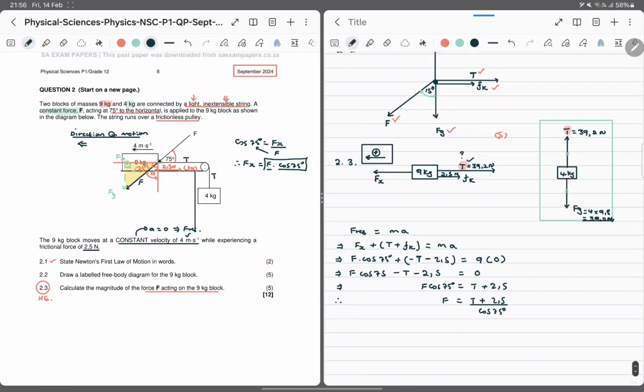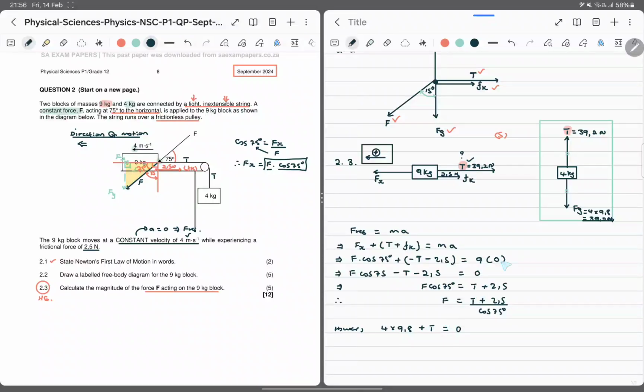Did I really finish the page? We can say, however, we know that basically we know that the 4 kg block, so we know that 4 times 9,8 plus the tension should be 0, isn't it? Because those two are not going to have a resultant force. This is more or less the same thing, but I'm just trying to avoid doing the same thing.